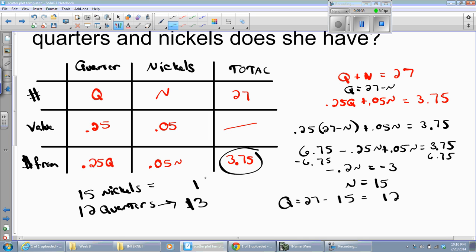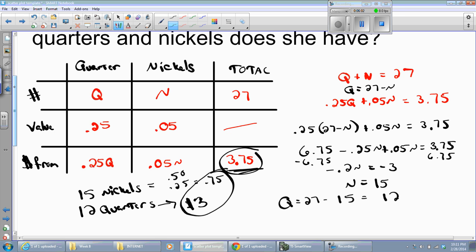Wait, have I made a mistake there? 10 nickels is 50 cents, excuse me. 10 nickels is 50 cents, so I have 50 cents. And then the other 5 nickels make 25 cents, and so that's 75 cents. So together I have $3.75, which I am supposed to have.